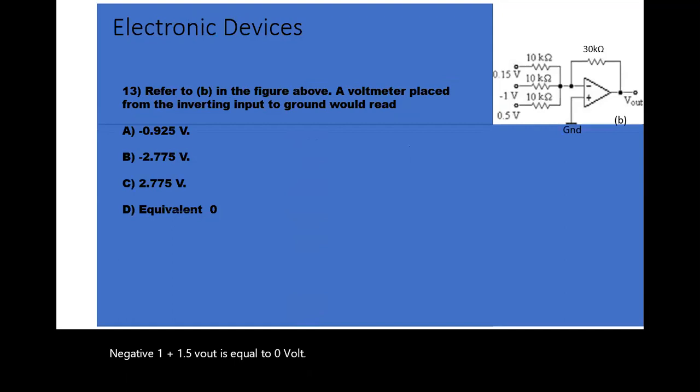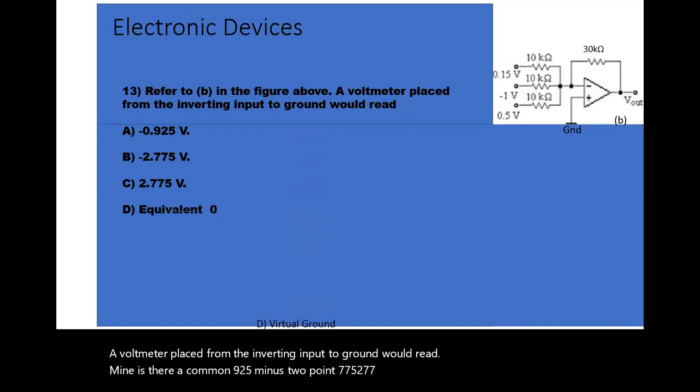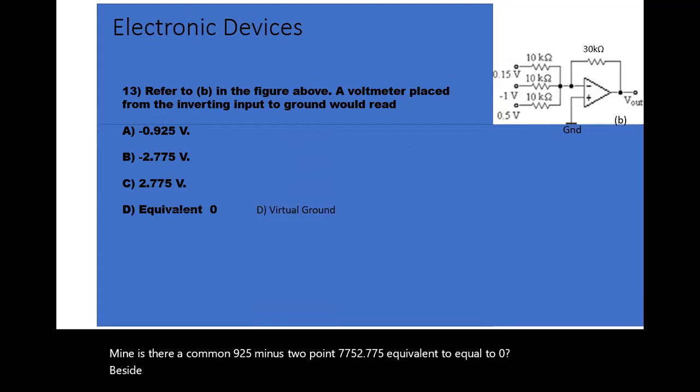Refer to B in the figure above. A voltmeter placed from the inverting input to ground would read minus 0.925, minus 2.775, 2.775, equivalent to 0. You're going to read there a virtual ground, so it's going to be equivalent to 0.